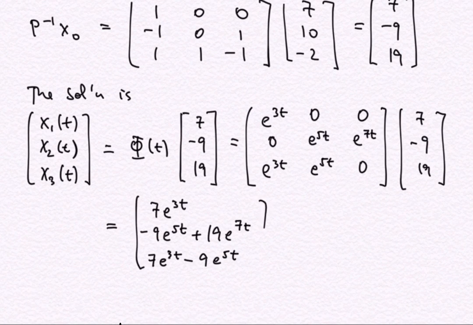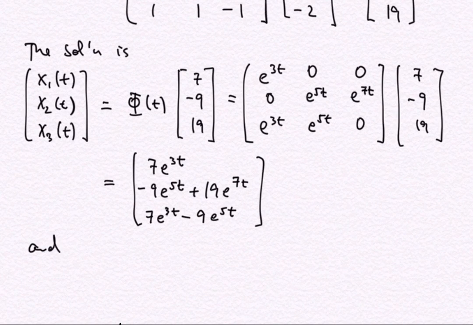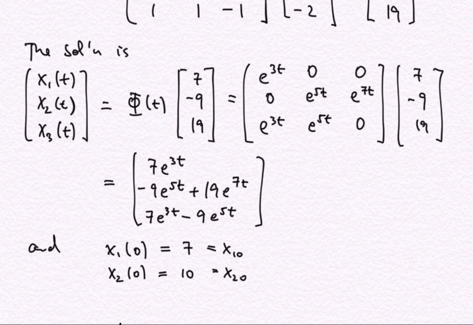And then we see that indeed x1(0) is equal to 7. This is our required x1,0. x2(0) is equal to 10. This is our required x2,0. And x3(0) is equal to minus 2, which is our required x3,0. So everything worked out. Yeah?